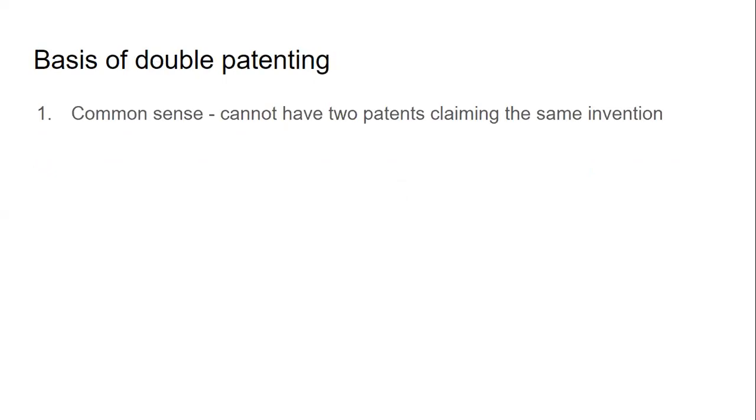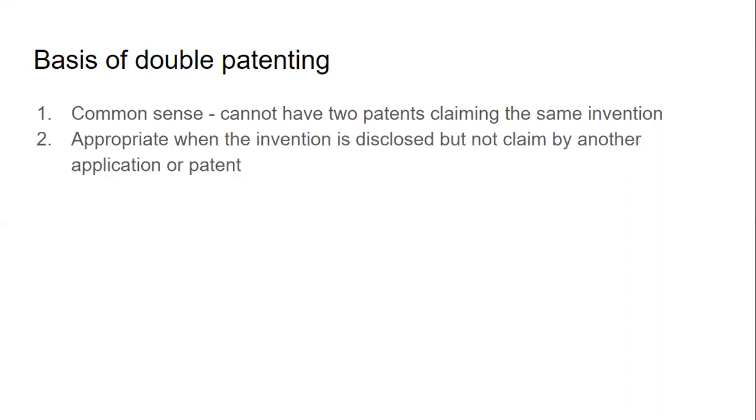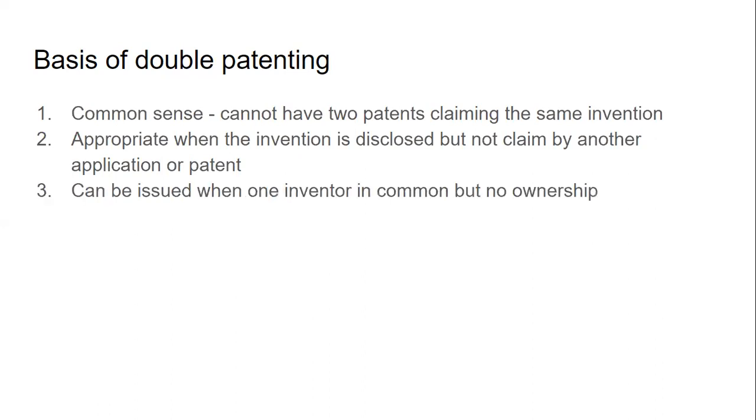So then comes the basis of double patenting. It's kind of common sense, right? You can't have two patents claiming the same invention. That's just not fair, given the purpose of the patent office, which is to get inventions out to the public. This is appropriate where the invention is disclosed but not claimed by another application or patent.